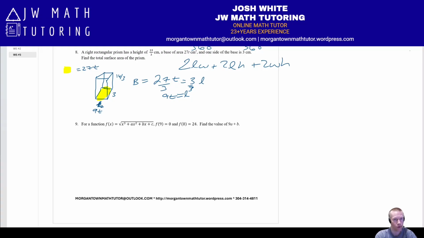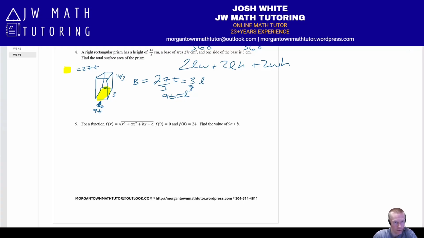Also to note, of course, this problem would be multiple choice. This is impossible because the answer is going to have a T in it. It's impossible for this to be a free response question. But I don't have all the different answers that were given, so we're just going to do it as a free response question anyways.